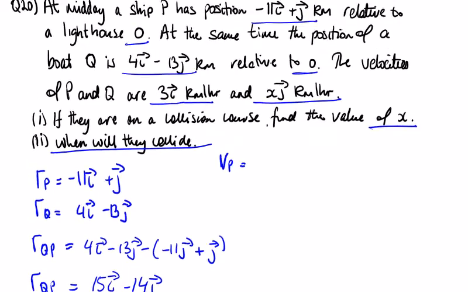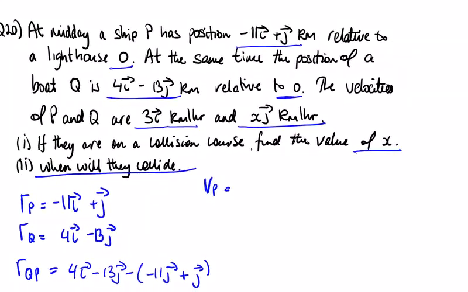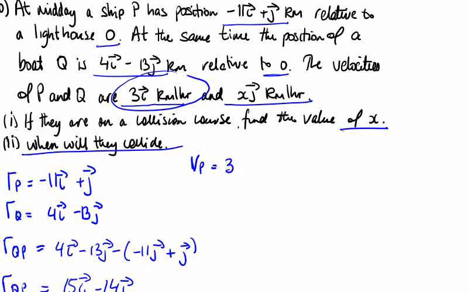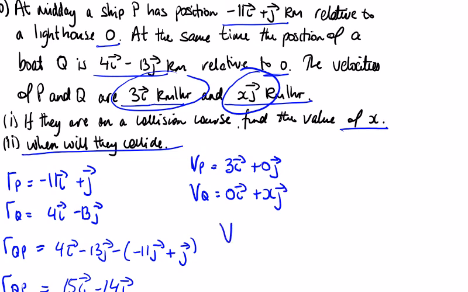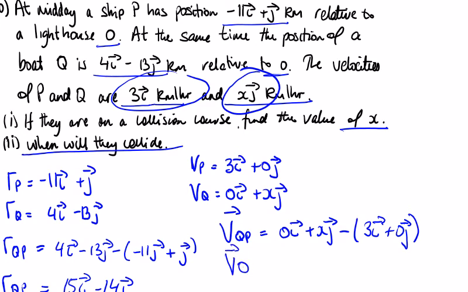The velocity of P is just 3i plus 0j. Just put in the zeros to make sure you match the i's and j's just in case. And here we have 0i plus xj. So we did Q relative to P. It's going to be equal to 0i plus xj minus 3i plus 0j. So that's going to give me 0 minus 3, minus 3i, and just plus xj.